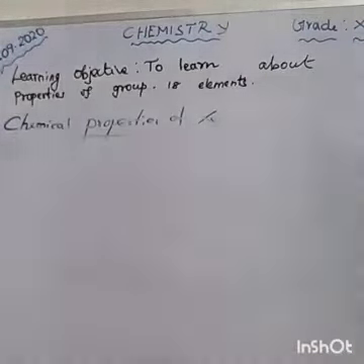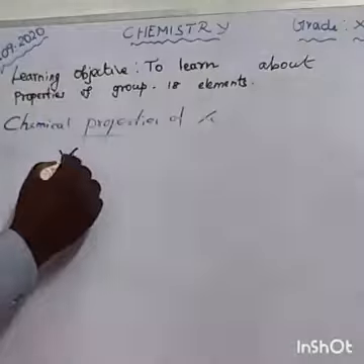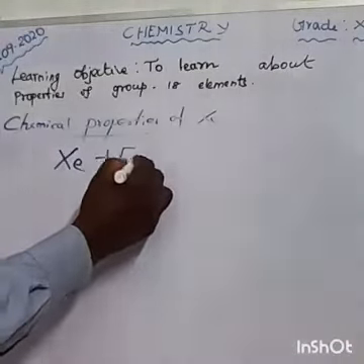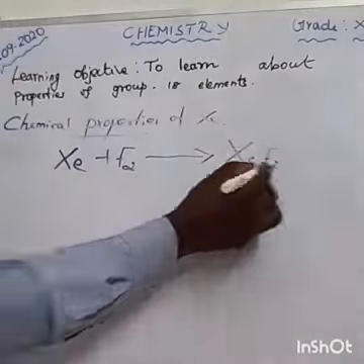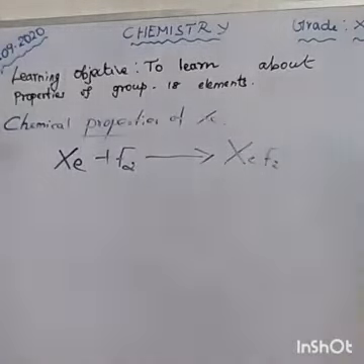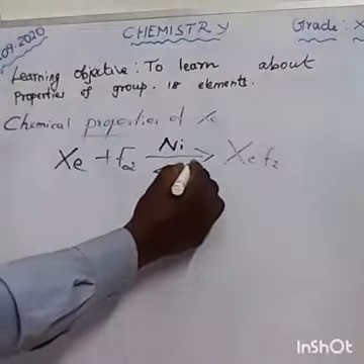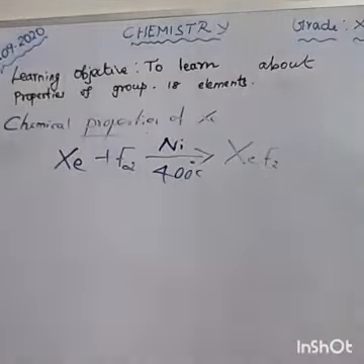Here, first, xenon reacts with fluorine. What is the product? Xenon difluoride, that is XeF2. Here the temperature and the catalyst are compulsory. The catalyst we are using is Ni, nickel, and the temperature should be 400 degrees Celsius. So, very important: how is xenon difluoride prepared? Xenon reacts with fluorine to form xenon difluoride, and you should also write the catalyst and the temperature.